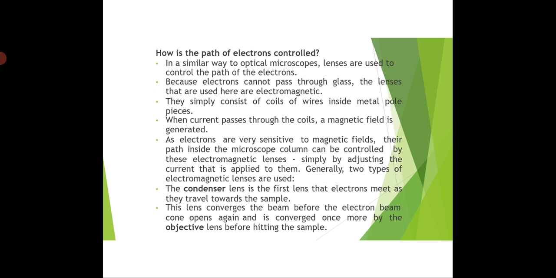So there are two lenses. The condenser lens converges the electron beam, which makes a cone as it passes through the column. So it converges to a focus, or specific point. Then the beam opens up again in the form of a cone, and that cone is again converged towards the sample by the objective lens.